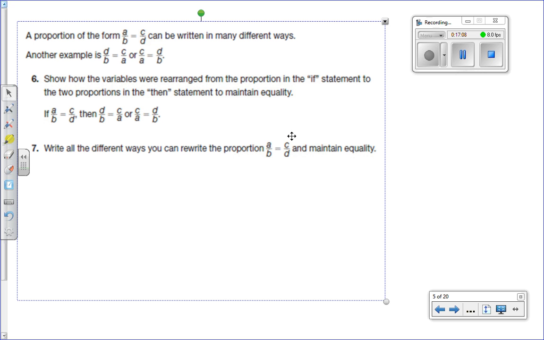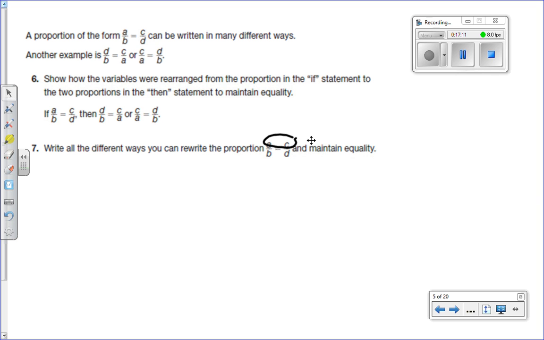So write all the different ways you can rewrite the proportion A over B equals C over D. Well, the first thing you need to think about is A needs to stay with C, A needs to stay with B. From there, C needs to stay with D, C needs to stay with A. And then from there, B needs to stay with D, and B needs to stay with A. So because of that, you can write it like this. We have A and B staying together, but A also needs to be with C, so C needs to go in the denominator position. B needs to stay with D, so D needs to stay in that denominator position.